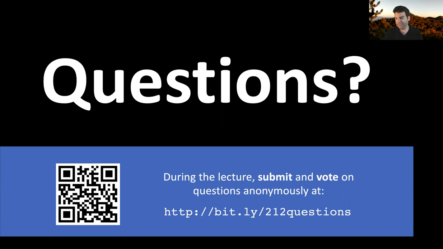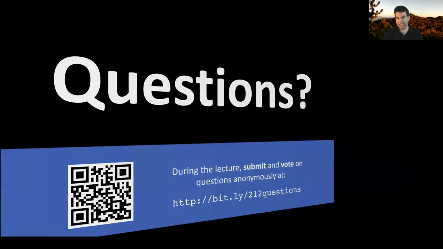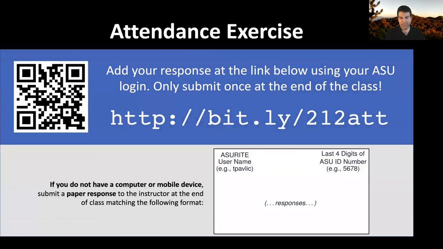Let me just give everybody this attendance question. The link is in the chat. The question I'll give you is: give a number of negative links that would correspond to a positive feedback loop.